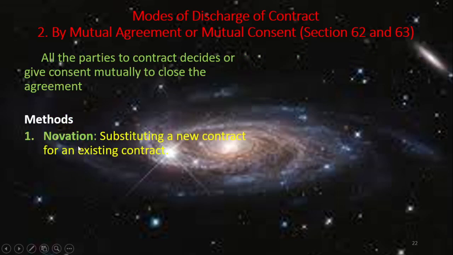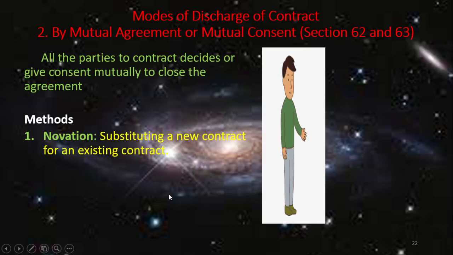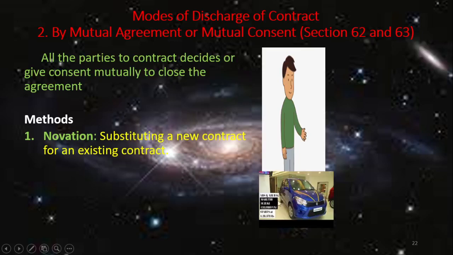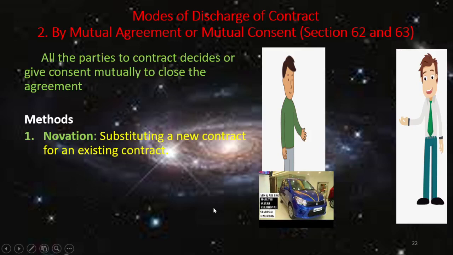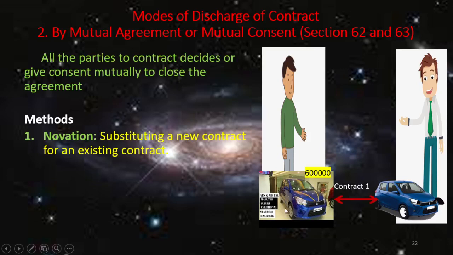In this case, novation. Novation means substituting a new contract for an existing contract. Here, assume that Mr. Kiran wanted to sell his Celerio car to Mr. Arun, and Arun is ready to purchase the Celerio car for rupees 6 lakh. So it is the first contract. After that, again Mr.